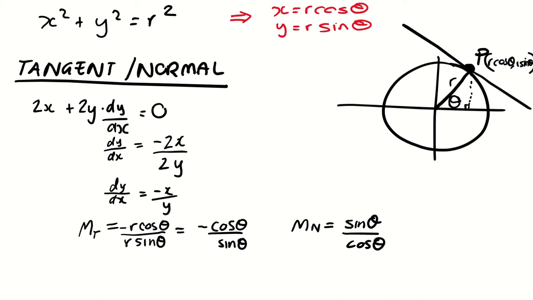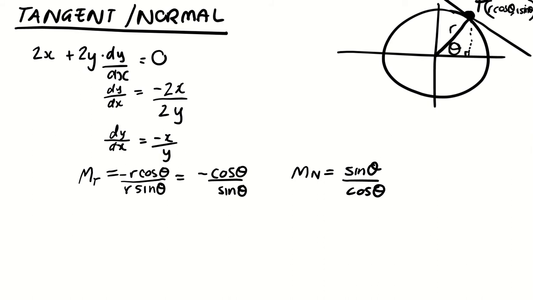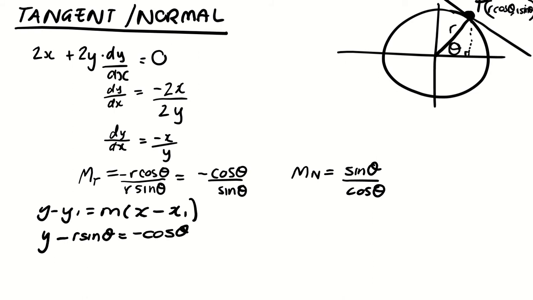But let's stick with our tangent for now. I found the gradient of my tangent. Now I just sub it into my point gradient formula. y minus my y value, my y value being r sine theta, is equal to my gradient of my tangent, x minus r cos theta.